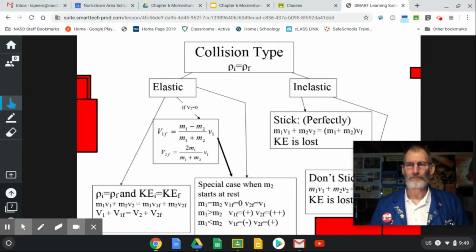Okay. There will be a lesson assessment that goes along with this short video to go over the types of collisions. The next video, we'll do some problems where we're going to show how we use the conservation of momentum and the types of collisions to do some problems. Until then, stay safe.